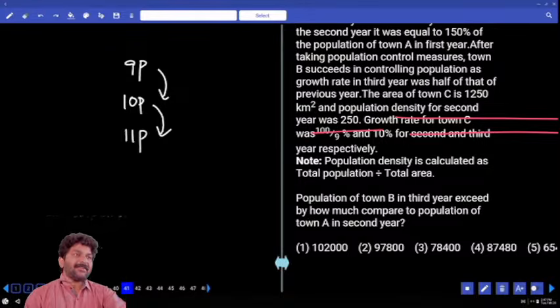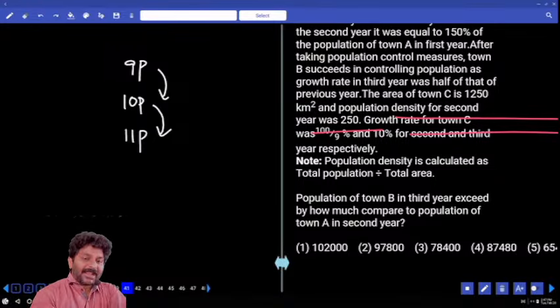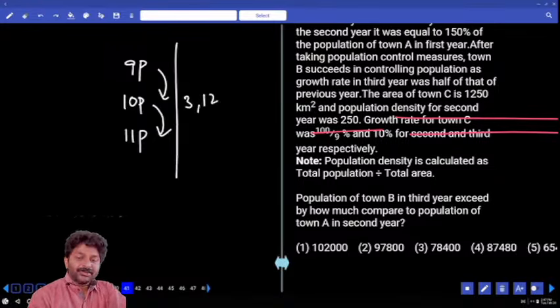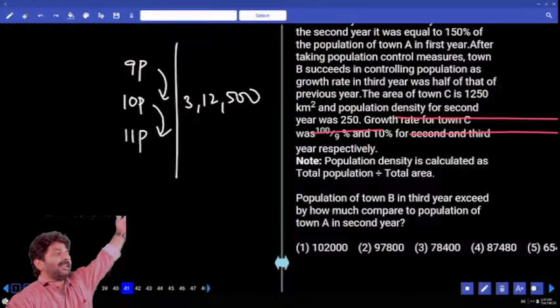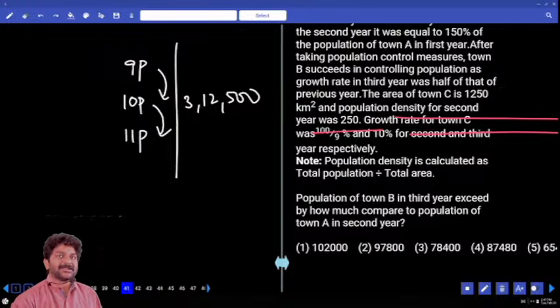That is 11 parts. Yes? First year, second year, third year. Out of those 3 years, which year's population is given to you? Second year, which is 3,12,500. Yes? And using that, we want to calculate 9 parts as well as 11 parts.